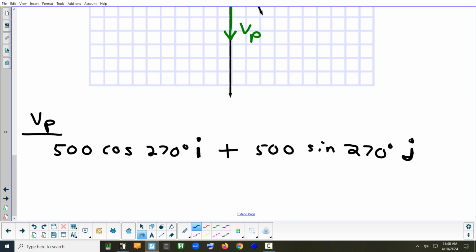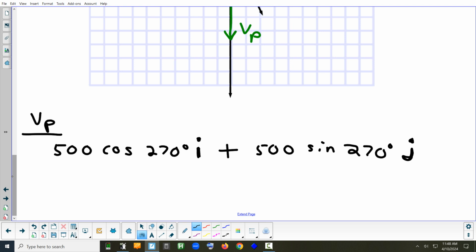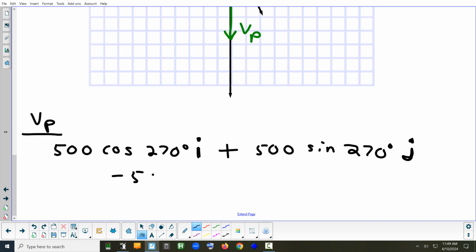It should be a negative. Okay, so let's do those out, but I think we already know what's going to happen. 500 cosine 270, there is no horizontal component to the vector for the plane. It's not going left or right. So that's 0i. And then 500 sine 270 is negative 500j. The vector for the plane is going straight down. It's not on an angle down, it's straight down. So it's negative 500j. Okay, so there's the vector for the plane.